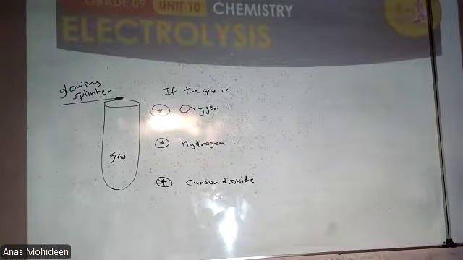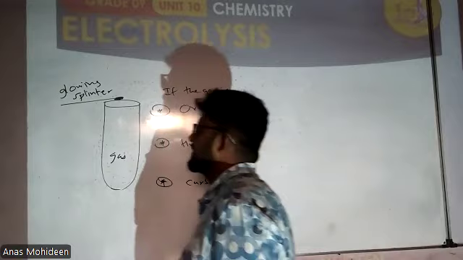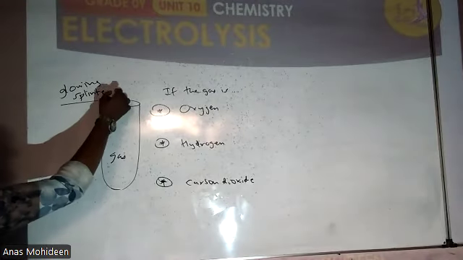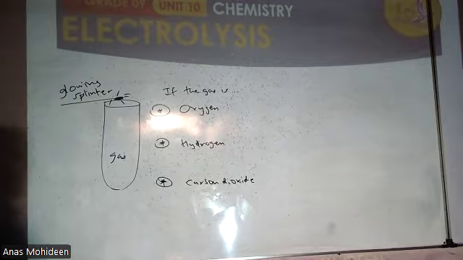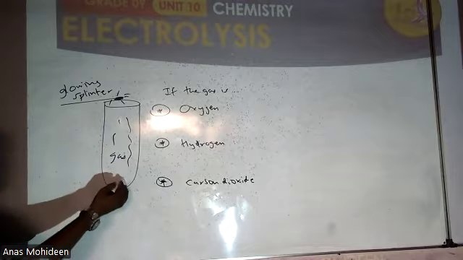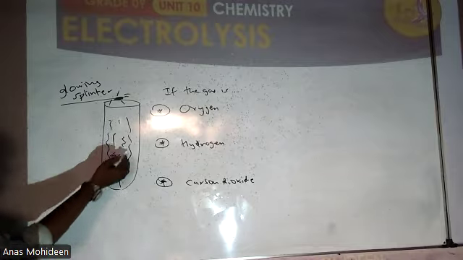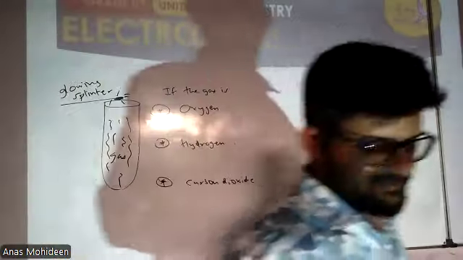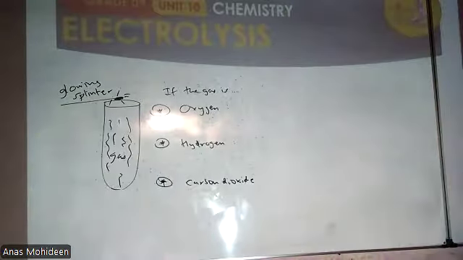Third one, carbon dioxide. It glows out. For carbon dioxide, the splinter goes out. Glows out means it is going out, running out.